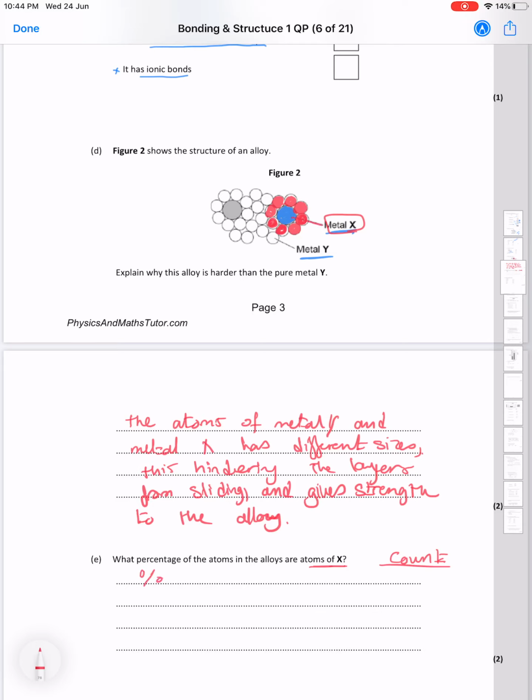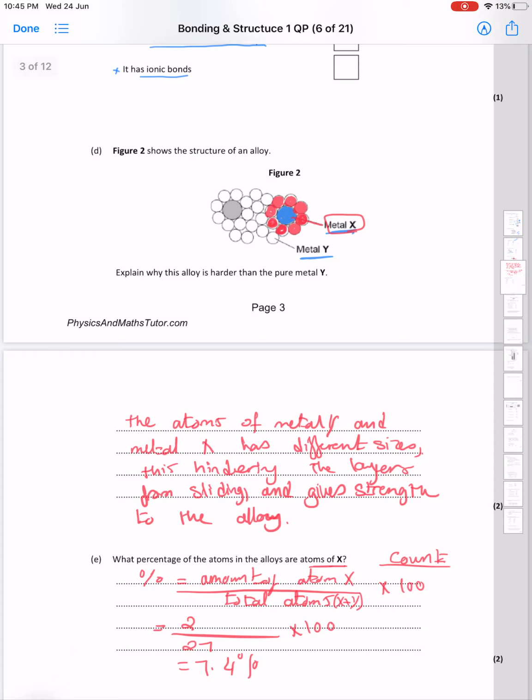So to find the percentage of atom X, it is the amount of atom X over the total atoms times 100. This is pure math. So it's 2 over, if you count the full atoms, X plus Y, the total atoms, you will end up having 27 atoms, times 100. It's going to be 7.4% is the amount of the metal X in this alloy.